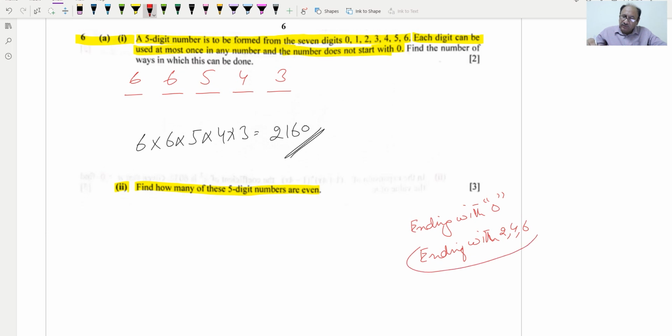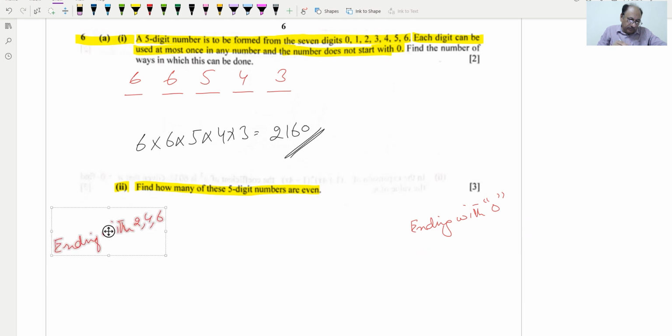Now ending with 2, 4, 6 we can check first. So if we take ending with this one, this will be what?